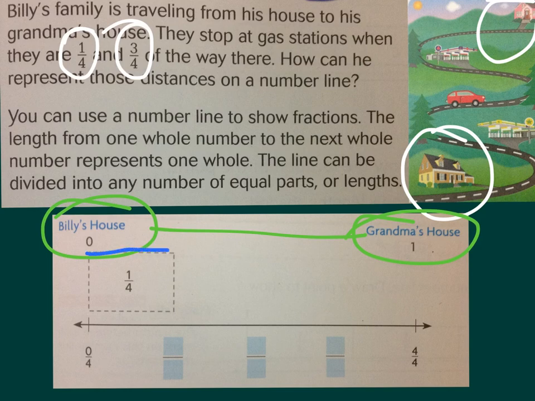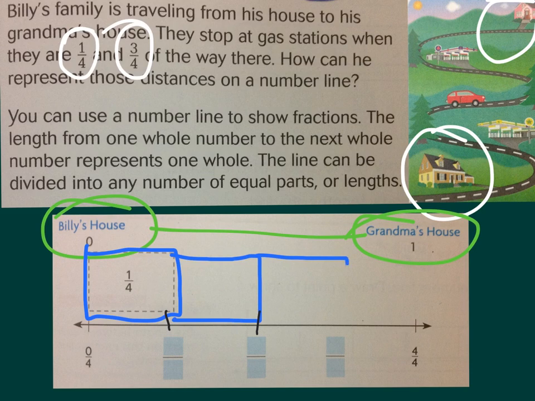We have 1/4, 2/4, 3/4, and 4/4, because we know that 4/4 is equal to one whole.